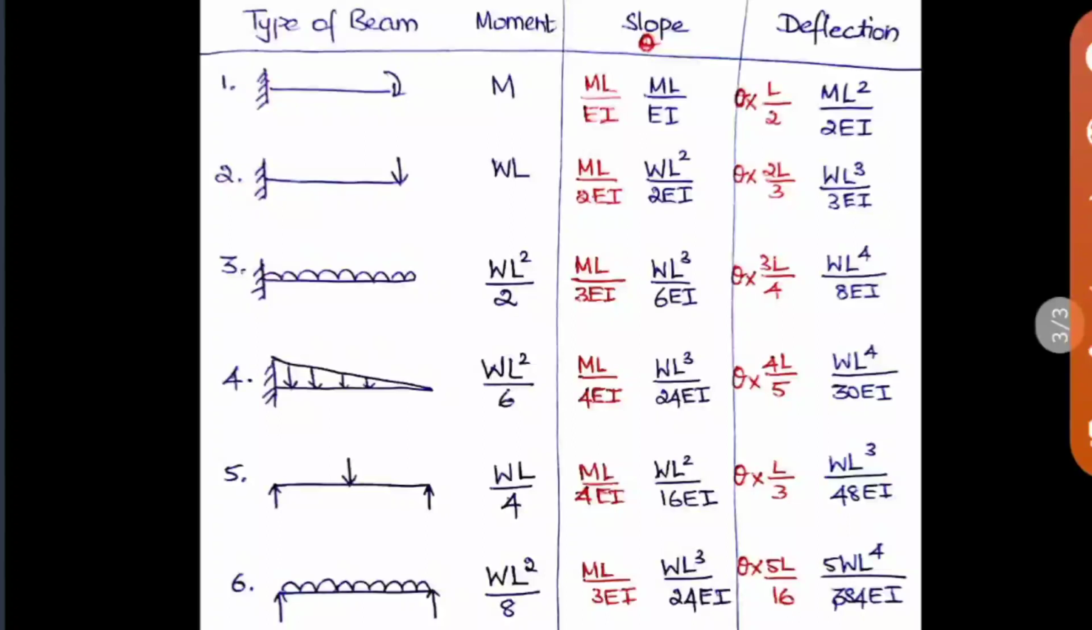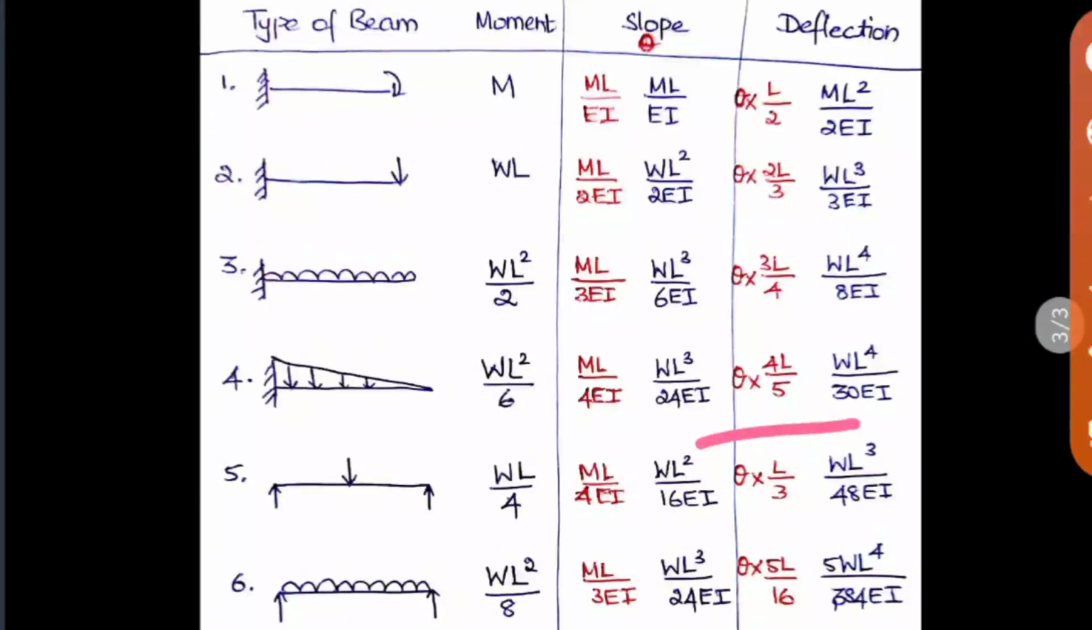Now if you go for the deflection, the slope has to be multiplied with a constant value, and that constant value also has some similarity to remember it easily. It is nothing but theta into L by 2, 2L by 3, 3L by 4, 4L by 5. Up to this it continues, and for the last two it's different, that is L by 3 and 5L by 16.